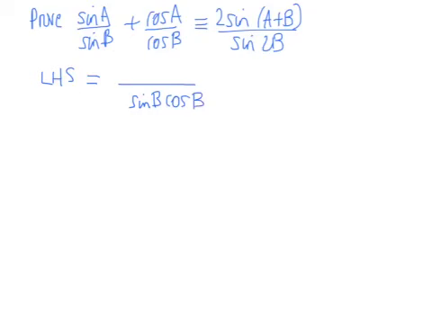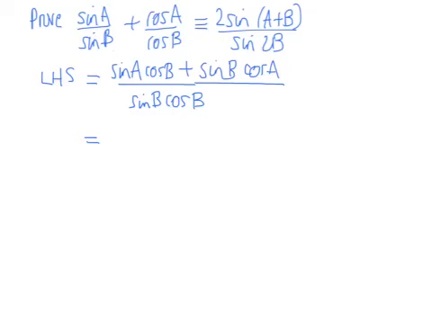Okay, and so the first term we've multiplied by cos b, so the top is going to become sin a multiplied by cos b. And in the second term, we had cos b on the bottom. We've now got sin b cos b, so we need to multiply the top by sin b. So we've got sin b cos a. Okay, let's just make that a little bit longer.